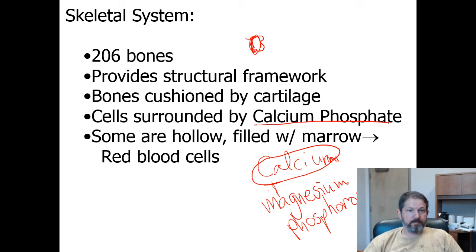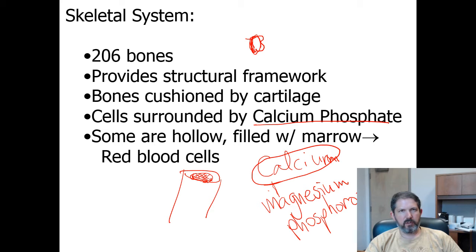Okay, some bones are hollow, filled with marrow. So here's a hollow bone. Gee, it looks like my hollow intestine, but there's marrow, and in this marrow is where a lot of your red blood cell production takes place. So your blood is made inside of your bones, which is kind of interesting.